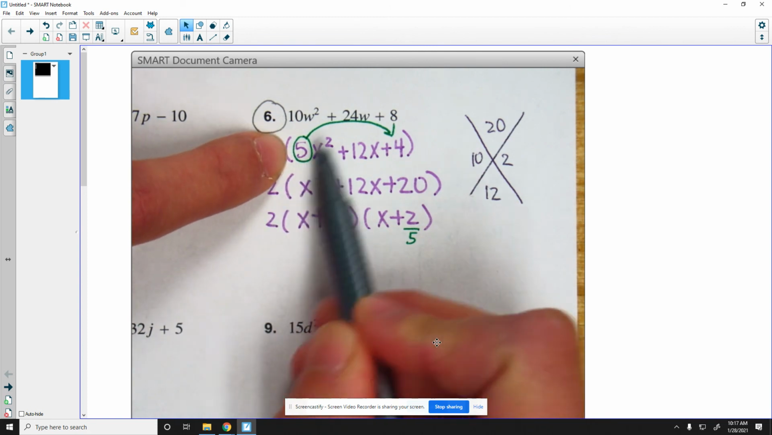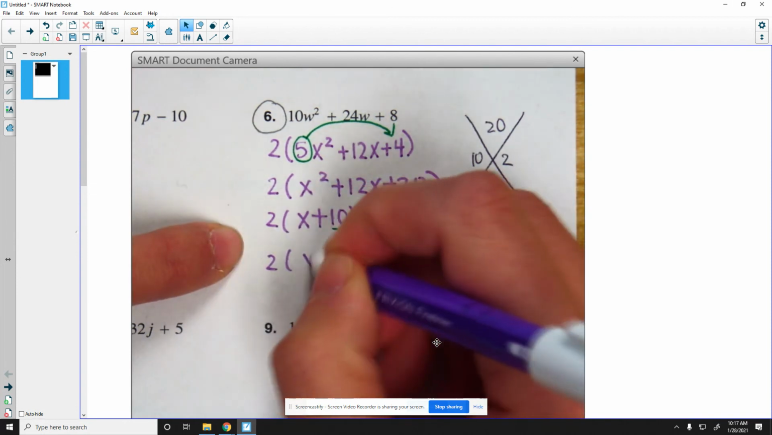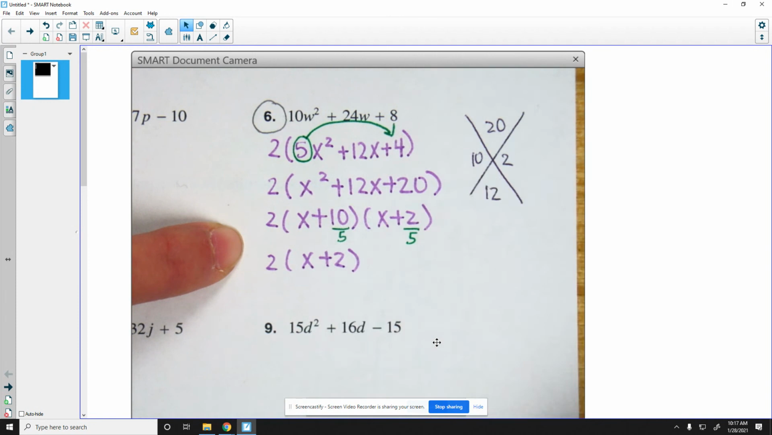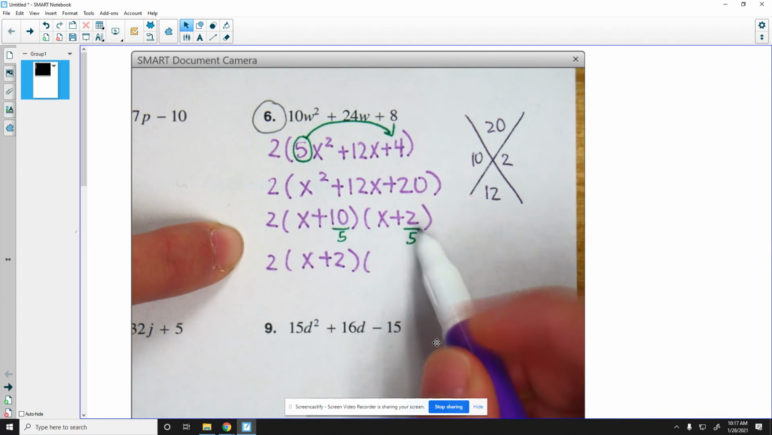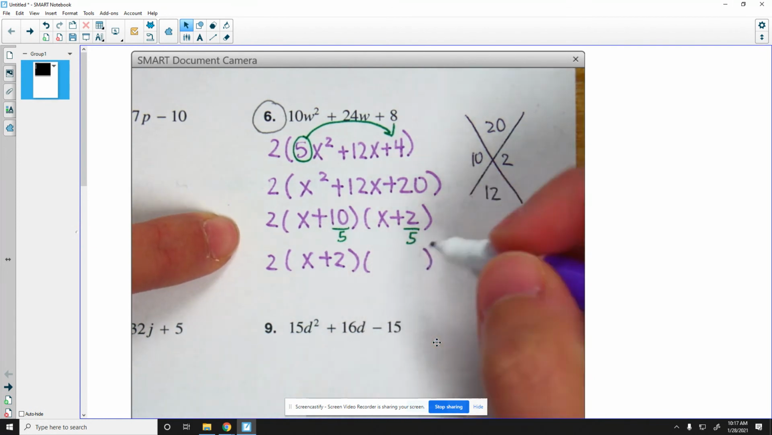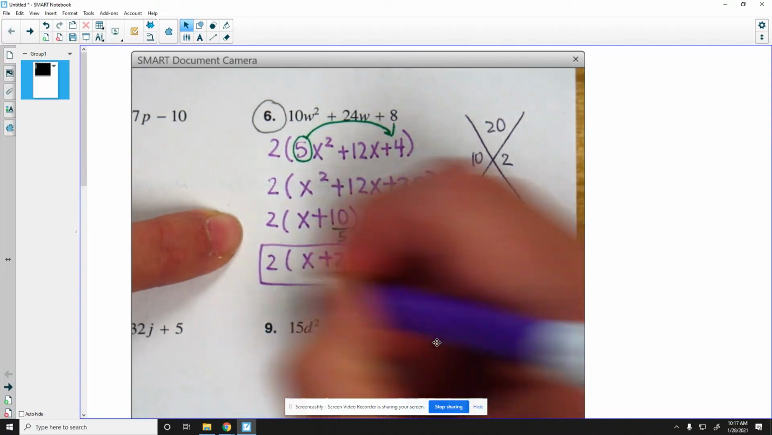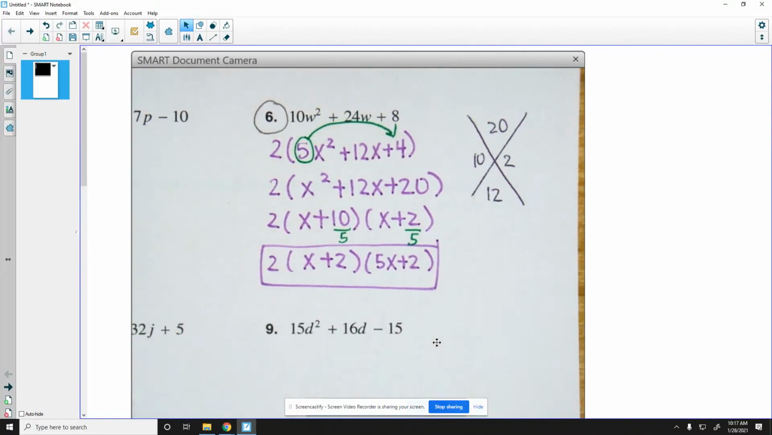That's the number I circled. That's the number that got multiplied. So I have 2x plus 2 because 10 divided by 5 is 2. Somebody online, how do I write this last one? 5x plus 2. Thank you. 5x plus 2 because the bottom always just pops up to the front. Boom. I am done. Okay.